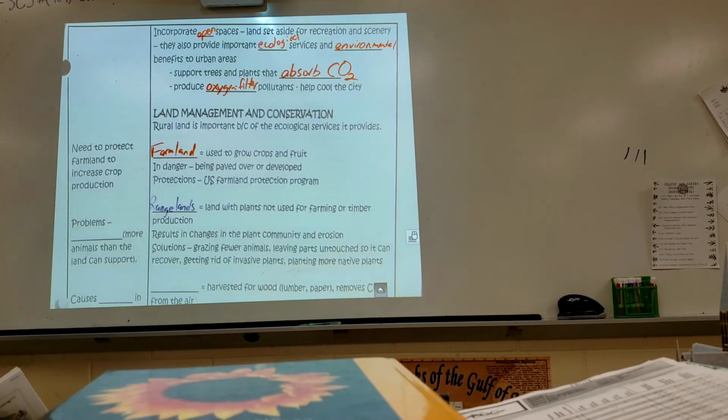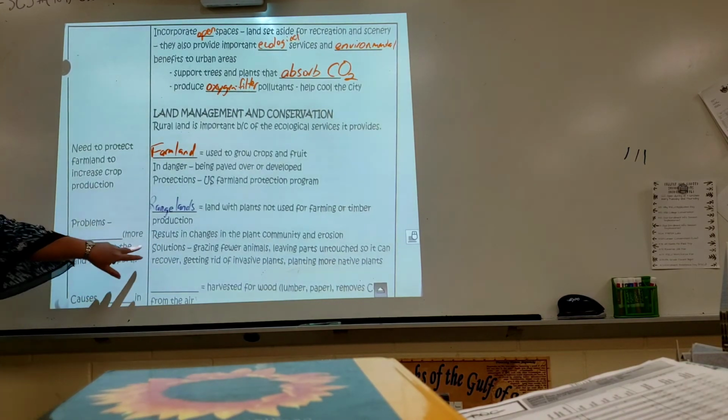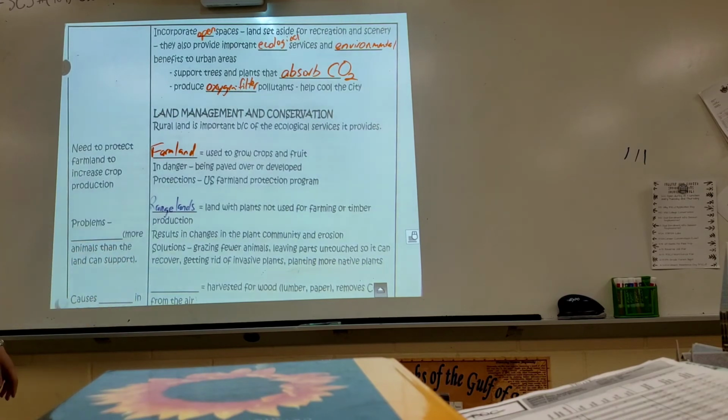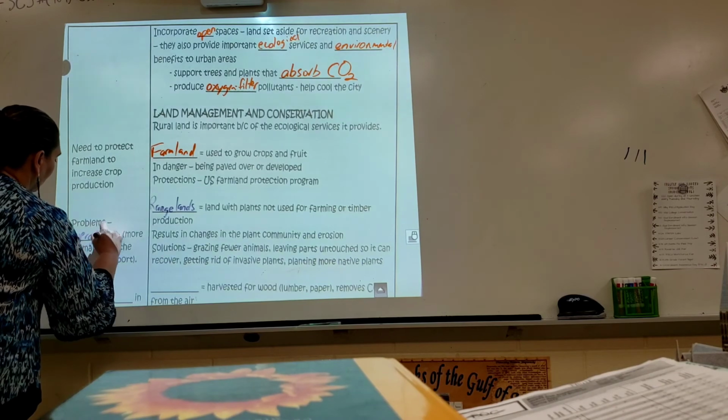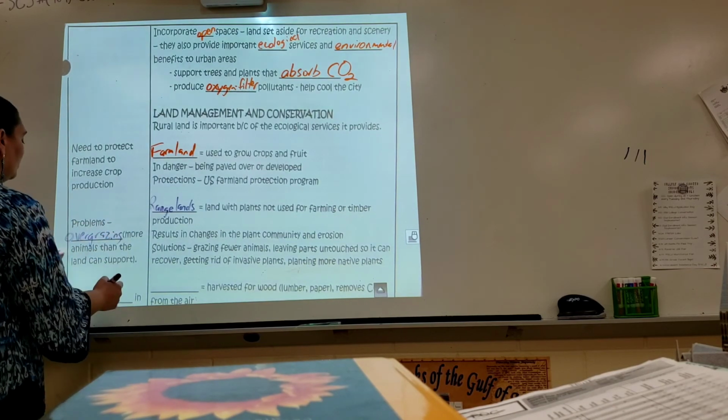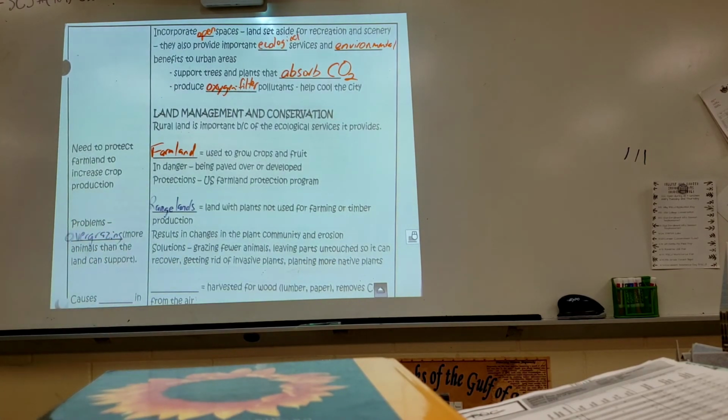Overgrazing results in changes in the plant community and erosion. Solution: grazing fewer animals, leaving parts untouched so it can recover, getting rid of invasive plants, and planting more native plants. Problems with this: overgrazing, right? More animals than the land can support. That's a huge problem. I'm changing the purple. The purple's going on me.